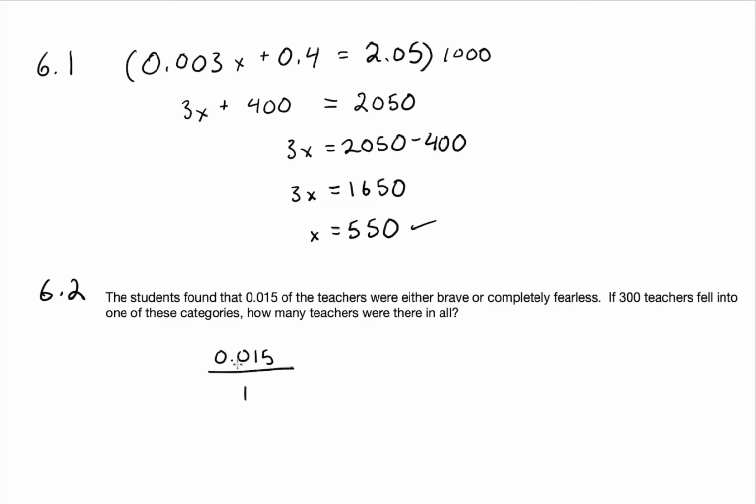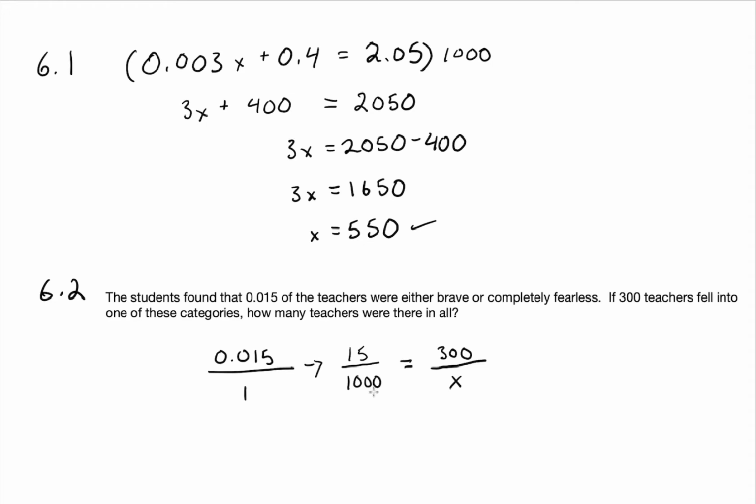So we have 1, 2, 3 decimal places. So we need to transfer that into 15 over 1, 2, 3. So 1, 2, 3, 1, 2, 3. That's how you do it. You count the number of spaces, and that's how many zeros you use. So 15 out of 1,000 is what we're looking at. So 15 out of 1,000 teachers were brave, then 15 is representative of the 300. So we put that on the top, and we put x on the bottom. Now we can cross multiply.